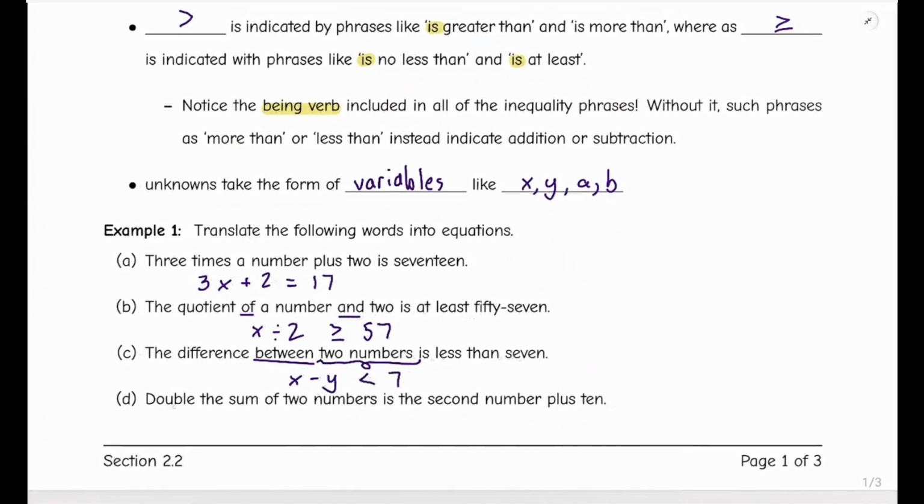Now I'm doubling, so that means multiplying by 2, but I'm doubling the sum. So whenever you double a sum, you're going to need parentheses. And there's my of word. Oh, there is no and word though, because it uses two numbers. So x plus y is, meaning equal, the second number plus 10. And that's how you can translate words into equations.